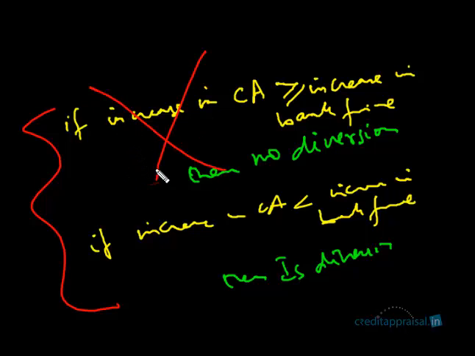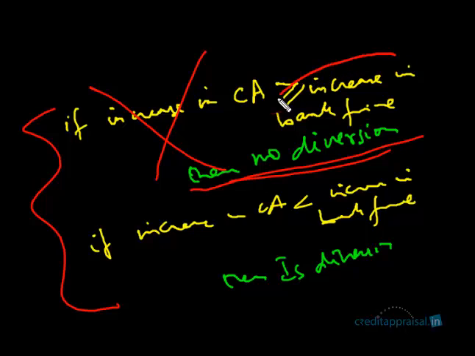You can't have a definition for diversion of funds based on this, because the increase in bank finance is not the only short-term source. There are other sources. Primarily, the most important short-term source besides bank finance is creditors, the raw material suppliers.